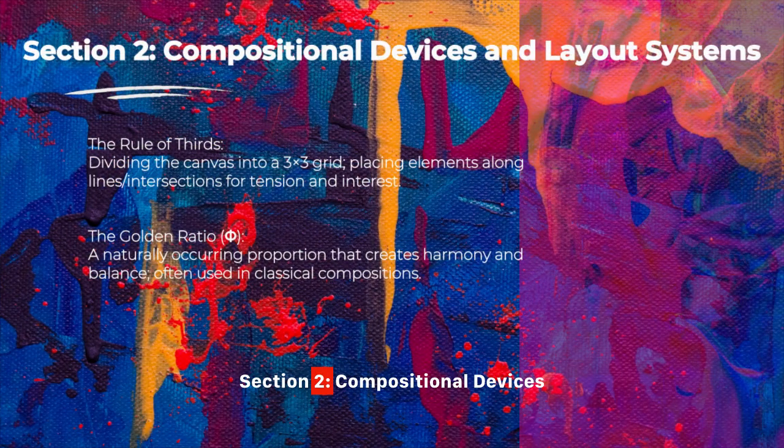Section 2. Compositional devices and layout systems. The rule of thirds. Dividing the canvas into a 3x3 grid. Placing elements along lines or intersections for tension and interest. The golden ratio, phi. A naturally occurring proportion that creates harmony and balance, often used in classical compositions.